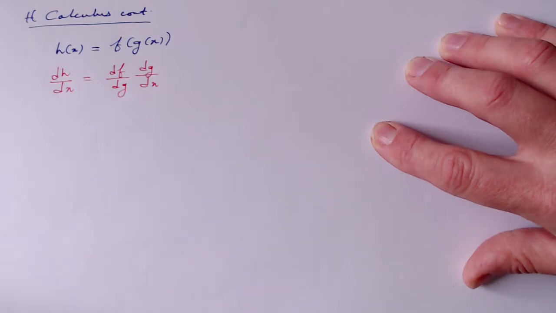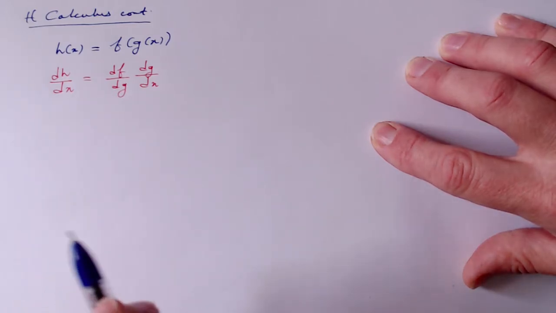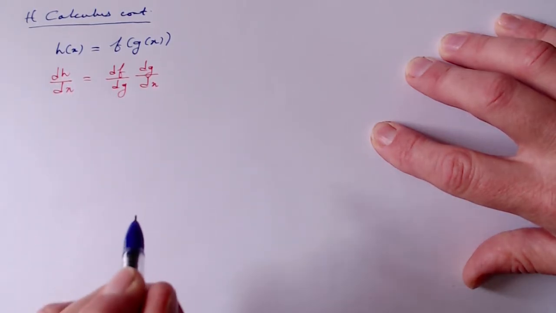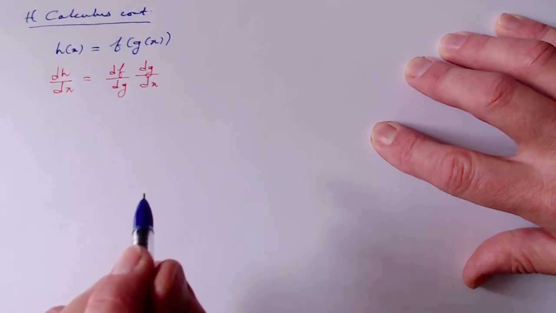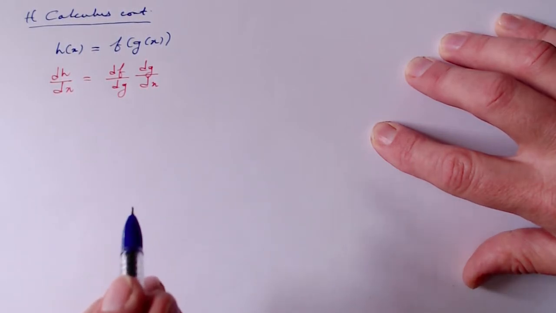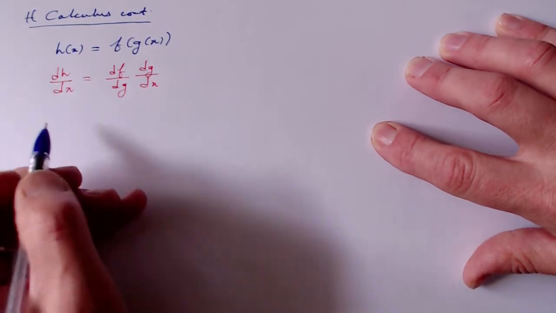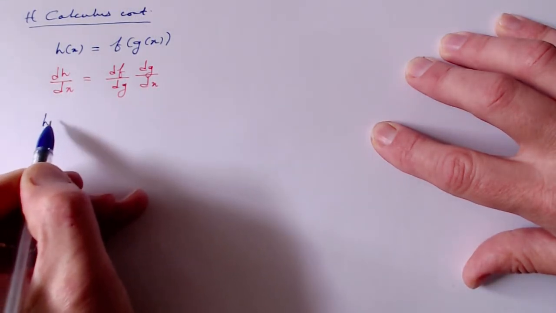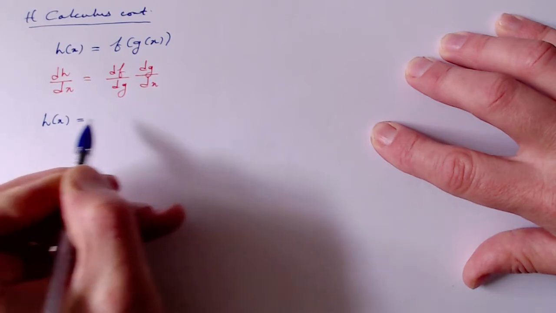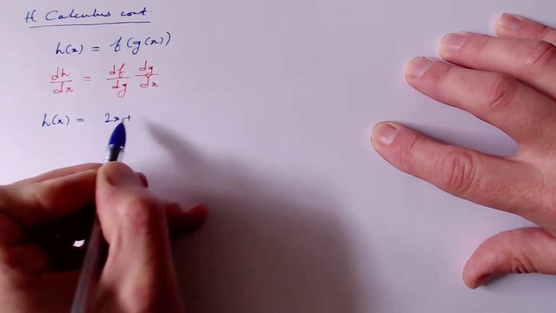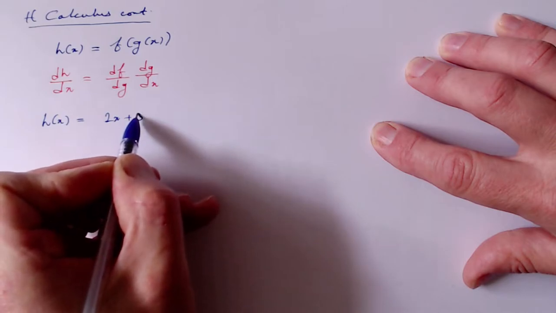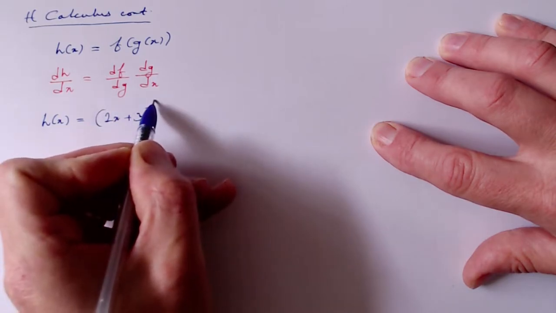So let's do a simple example first. I just want to show you an example where we can work out the derivative by hand first, and then we'll see how much faster and more convenient it is doing this by the chain rule. So let's just have an example. h of x equals a simple function, (2x plus 3) all cubed.